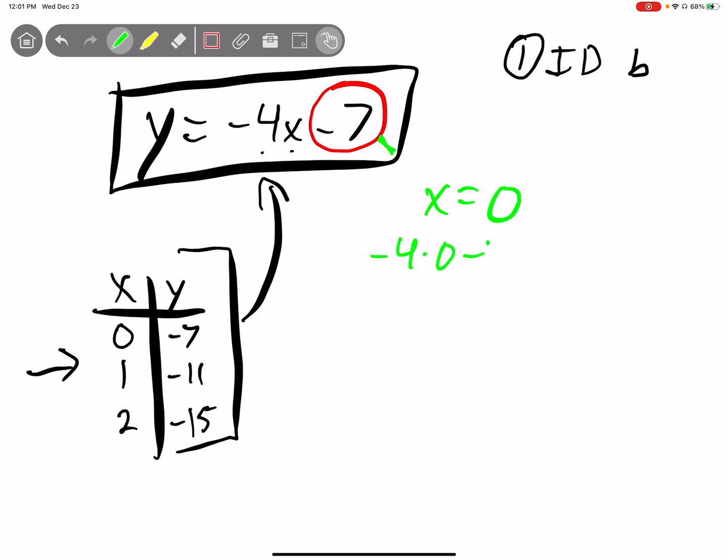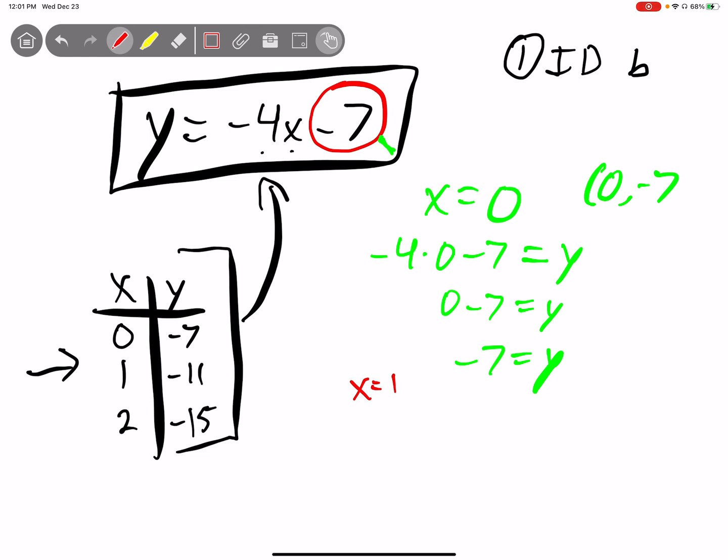-4 times 0 minus 7. -4 times 0 is 0. 0 minus 7 equals y, which means -7 equals y. So my coordinate here is 0, -7. If I said x equals 1, now I do -4 times 1 minus 7. -4 times 1 is -4 minus 7 gives me -11, which equals y. My coordinate is 1, -11, just like I got here.